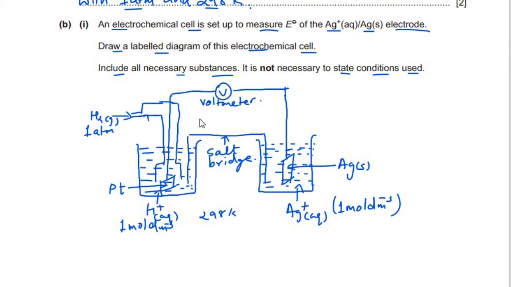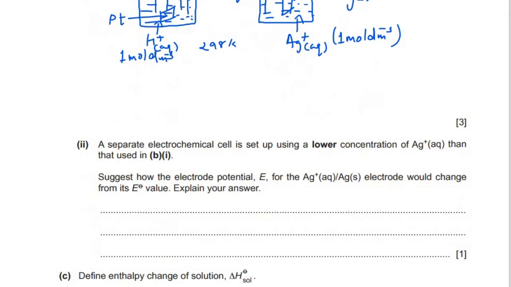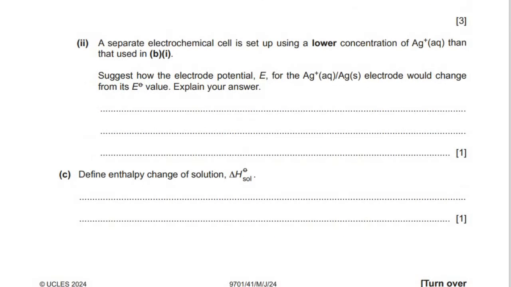So I'm writing it here. This is how actually you need not mention state conditions used, so we need not mention the conditions. So we can do away with the 298 Kelvin and 1 mole per dm cube also. But then hydrogen electrode, platinum electrode, silver electrode and silver ions as electrolyte have to be mentioned. Here it's clearly written no state conditions used, so you can omit the concentration, 298 Kelvin and 1 atm. Fine, this is how you should be drawing the half cells, and that carries 3 marks for all the parts.